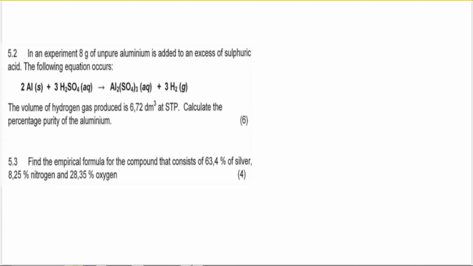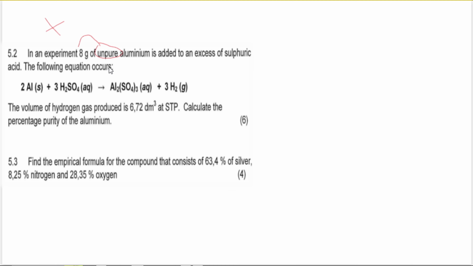Look here. When you see this word unpure, don't use any values that are associated with this compound. So if it says unpure aluminium and it's 8 grams of this unpure aluminium, do not use this 8 grams anywhere unless needed, unless it's a final answer of maybe percentage purity. Do not use this 8 grams because it's unpure, so you cannot use it.